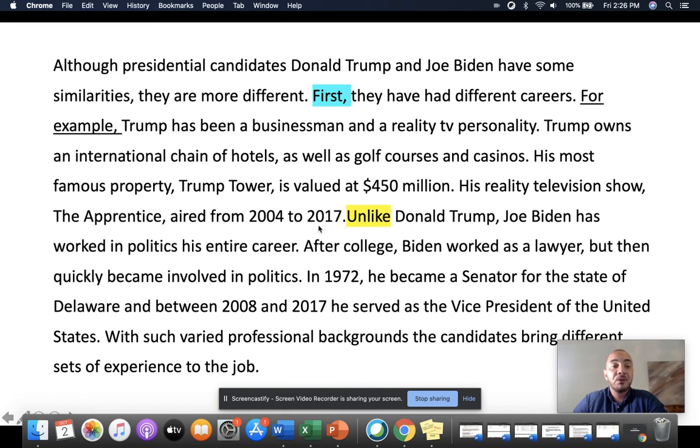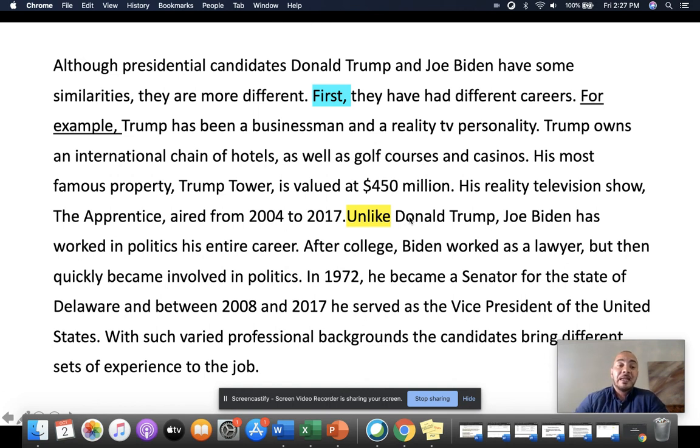Unlike Donald Trump, Joe Biden has worked in politics his entire career. After college, Biden worked as a lawyer, but then quickly became involved in politics. In 1972, he became a senator of the state of Delaware, and between 2008 and 2017, he served as the Vice President of the United States. With such very professional backgrounds, the candidates bring very different sets of experience to the job.